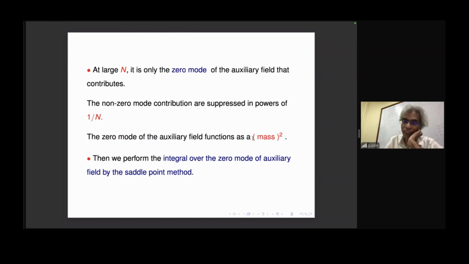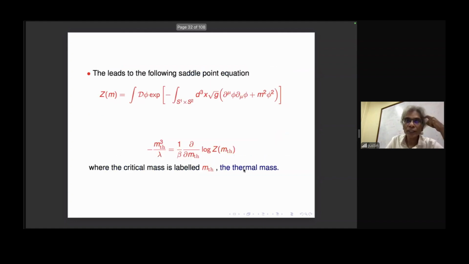So you treat that as a mass, and so you have a partition function of a massive scalar. Once you evaluate that, you perform the integral over the zero mode auxiliary field by a saddle point method. So here it is. When you do that saddle point integration, all saddle points have a minimization equation, and that leads to the following saddle point equation.